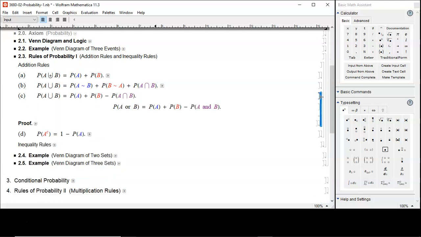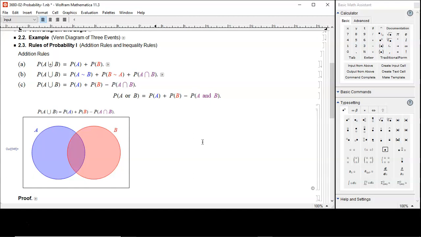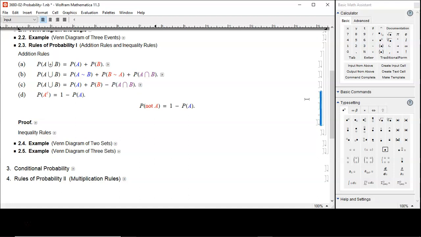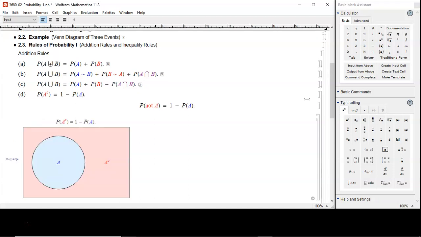Here's another way to handle it. A or B is just all of A, all blue, and all of B put together and added. In that case, this purple part is added twice, so take it off to make it fair, and there you go. This works. And finally, complement. In that case, A and not A add up to 1 because together they cover the entire sample space.